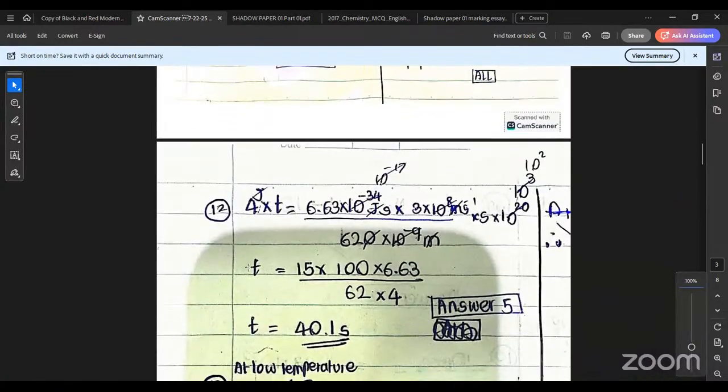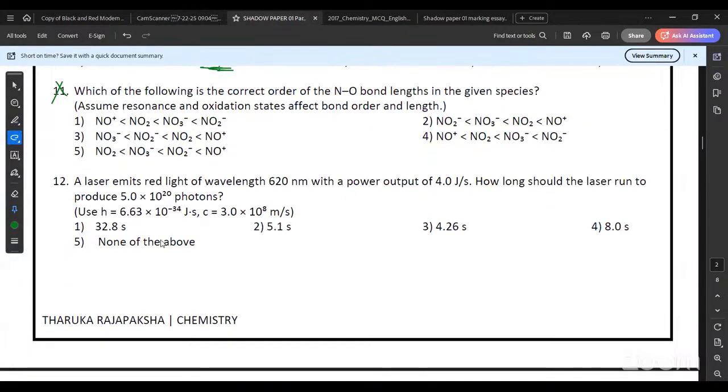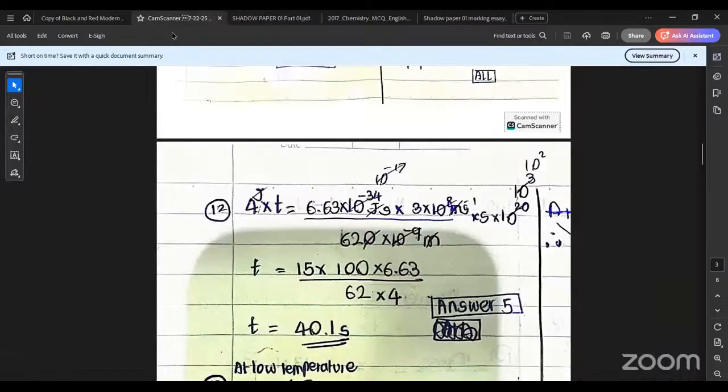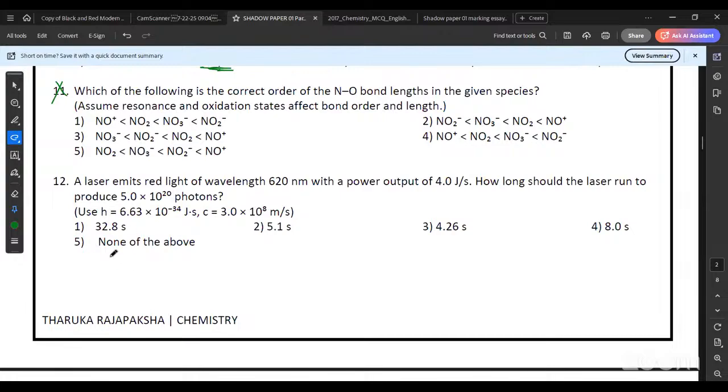Then the 12th one. The 12th one is a photoelectric effect question. The answer comes as 40.1, so that is answer 5, none of the above. Right?